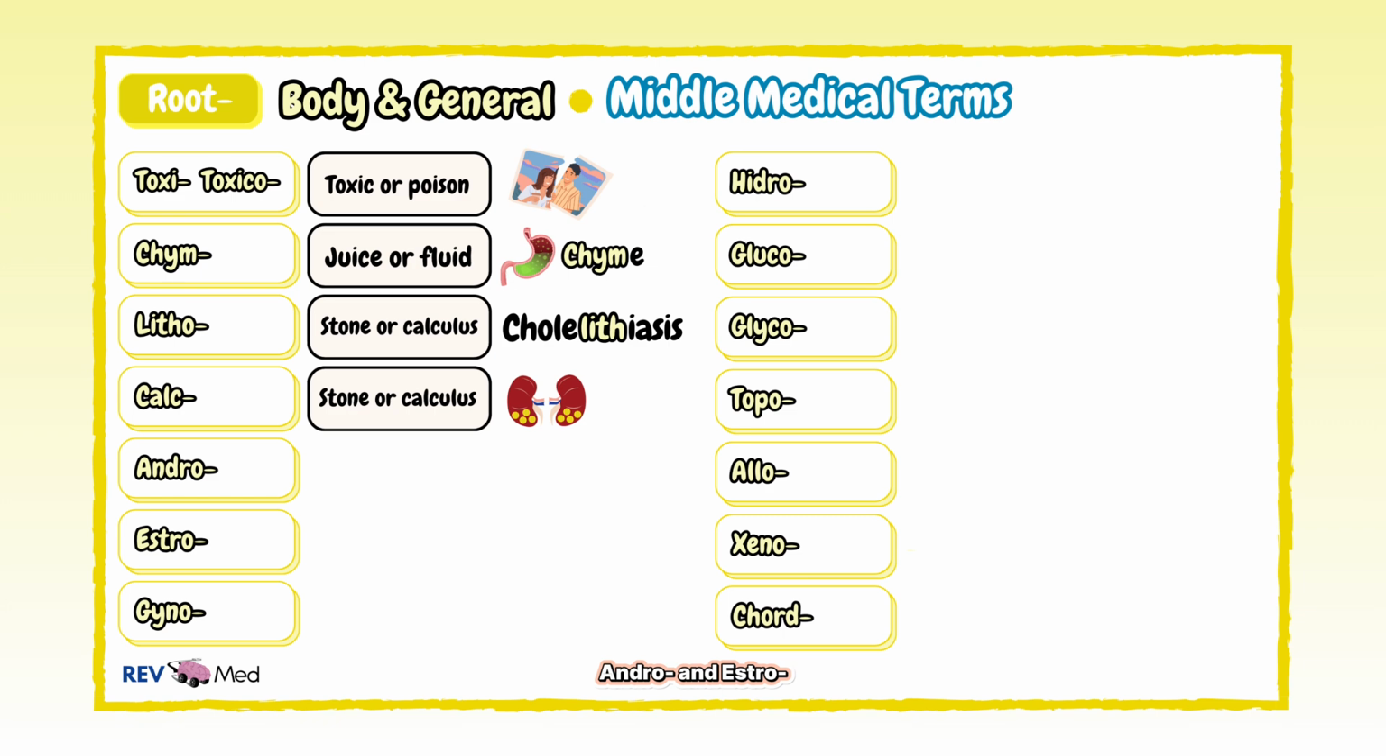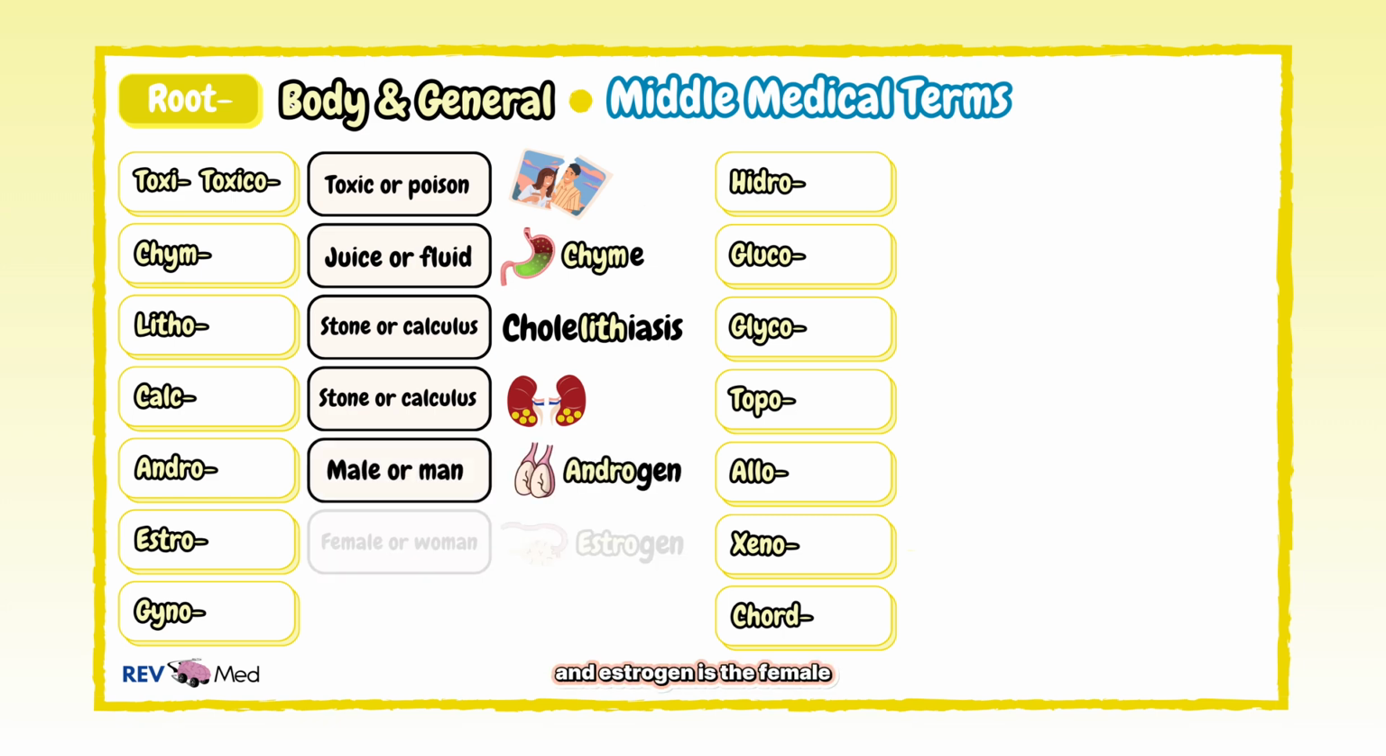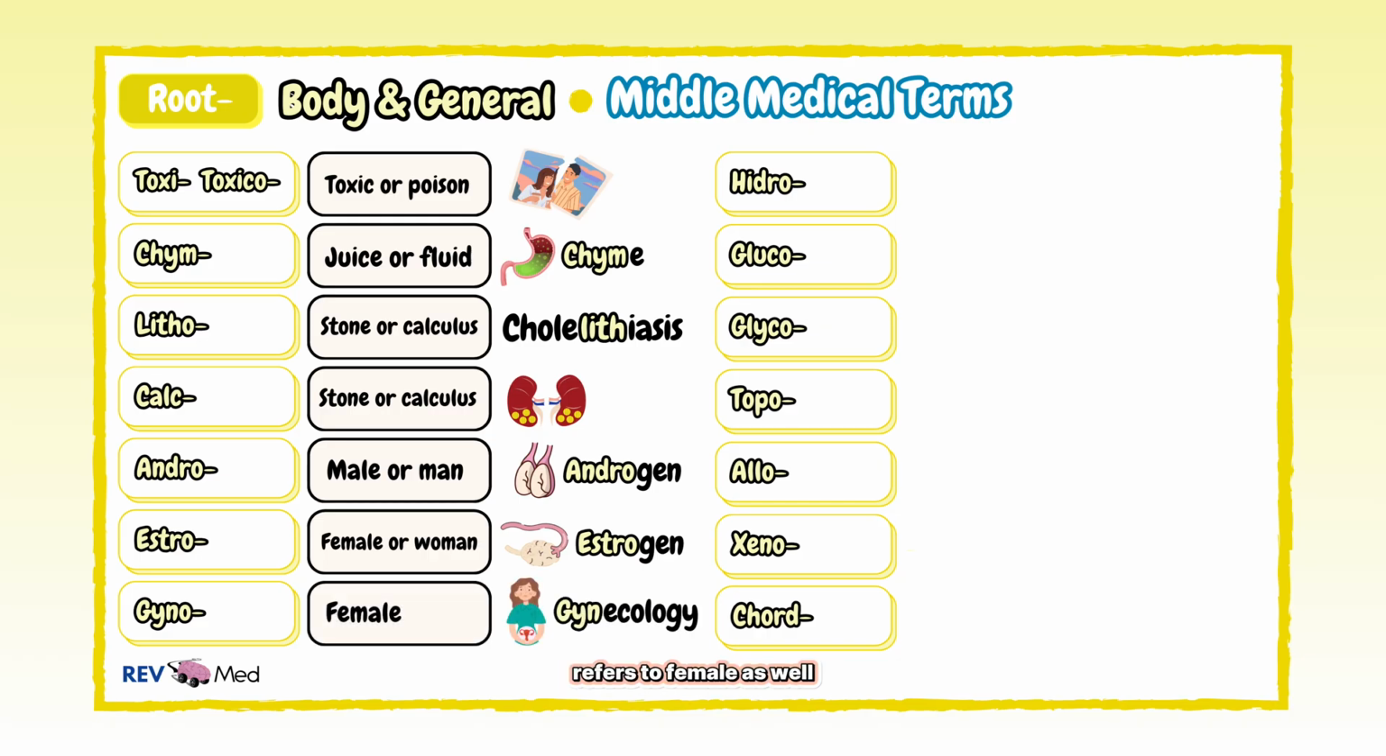Andro and estro, think male and female. Androgen is the male sex hormone, and estrogen is the female sex hormone. Gyno actually refers to female as well. You know those people that use the word females instead of women or ladies? Yeah, tell them to use gyno instead.